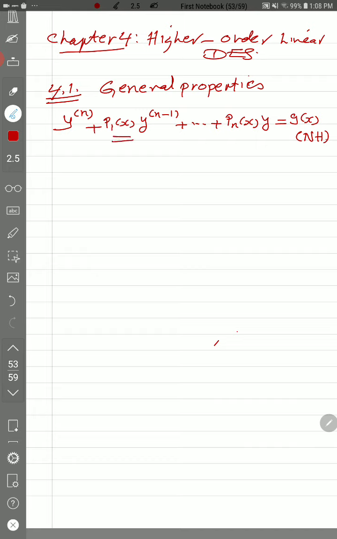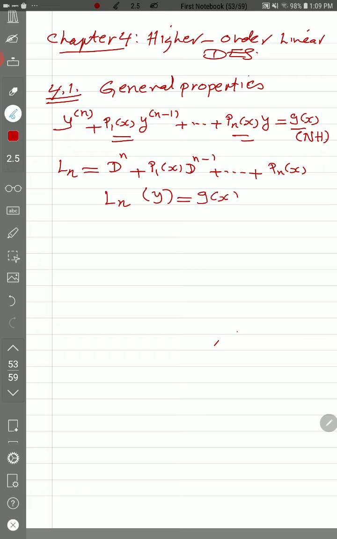Well, these functions are continuous, so we are dealing with the same as before. Let's introduce here the differential operator Ln, which is equal to d^n. Before we had L2, where n equals 2; here we have nth order, plus P1 of x d^(n-1) plus until Pn of x. So your non-homogeneous differential equation is just Ln of y equal to g of x, the same as above.